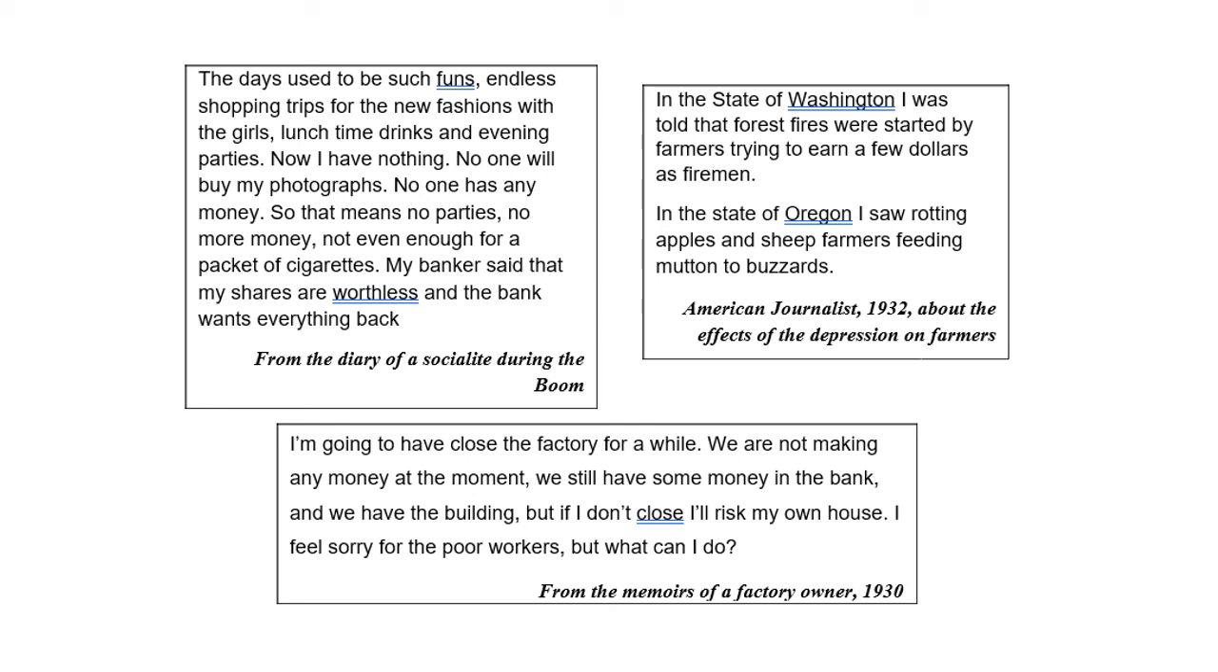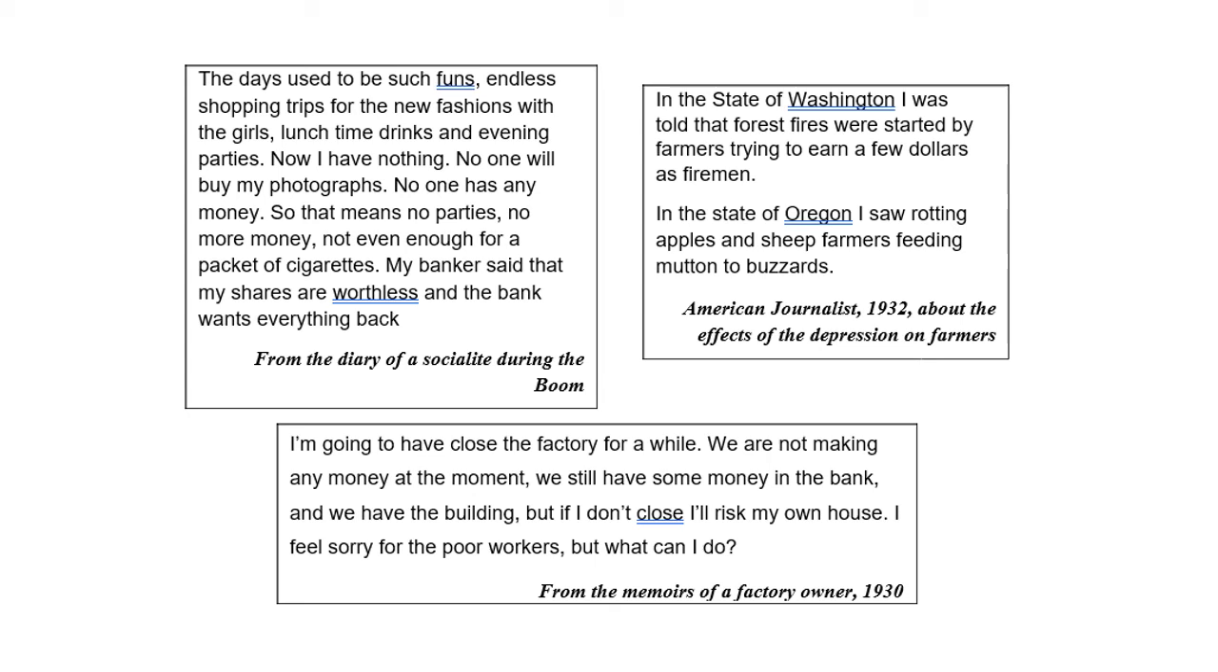And the last one is from a factory owner. I'm going to close the factory for a while. We are not making any money at the moment. We still have some money in the bank and we have the building, but if I don't close, I'll risk my own house. I feel sorry for the workers, but what can I do?